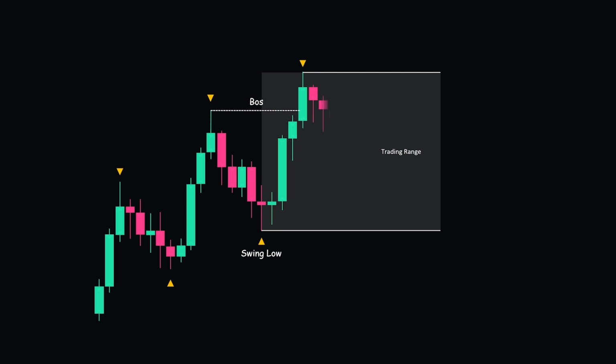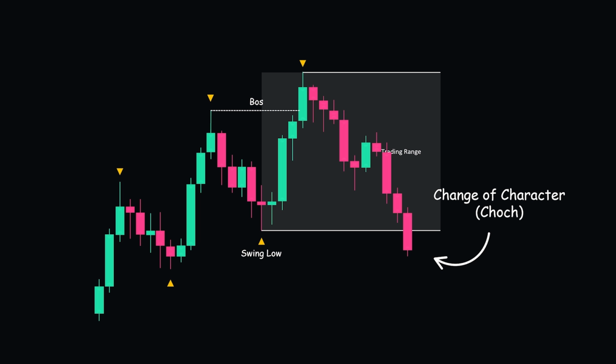We expect the price to make a pullback, get rejected somewhere inside this range, and push higher, at least to the previous high. But what if price fails to push higher and instead closes below the swing low? This is called a change of character, CHoCH. It signals a possible reversal and shows that buyers are losing control of the market. After this, we can expect a potential shift in direction and start looking for selling opportunities.